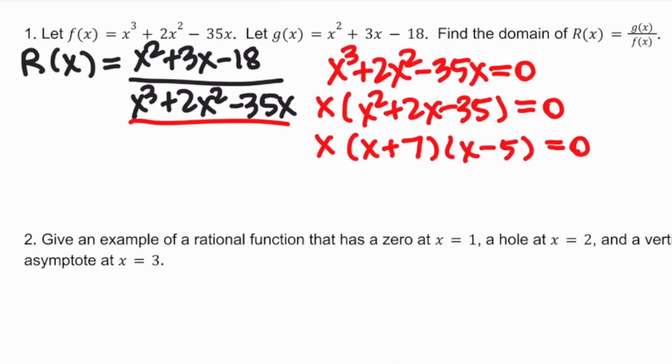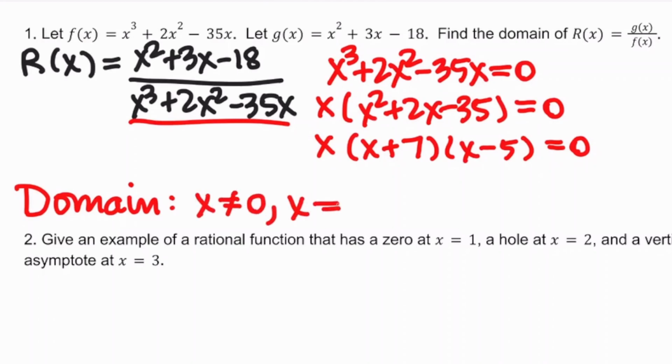So these zeros of the denominator: x equals 0, x equals negative 7, and x equals 5. These are the x values we need to exclude from the domain. So the domain is going to be all x except for 0, negative 7, and positive 5. The zeros of the numerator are going to be the zeros of r, provided that they're not also zeros of the denominator. I don't think so, no, neither of those are factors.